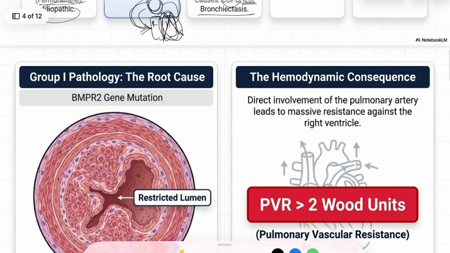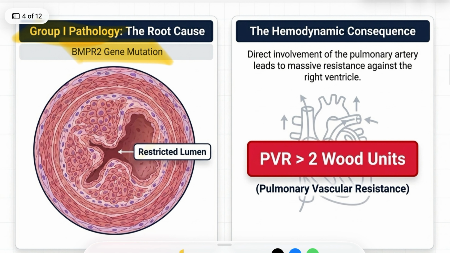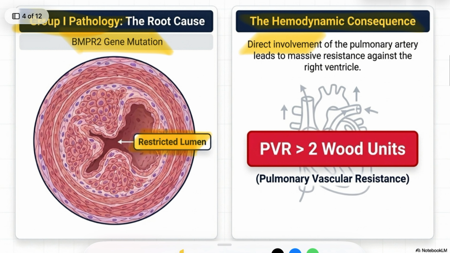So let's take group 1, which is a BMP-R2 gene mutation. I think this is more than sufficient for this BMP-R2 gene mutation. Okay, no need to dig. There will be restricted lumen, which leads to the increase in the pulmonary hypertension. Then coming to the hemodynamic consequences, there will be direct involvement of the pulmonary artery, which leads to massive resistance against the right ventricle.